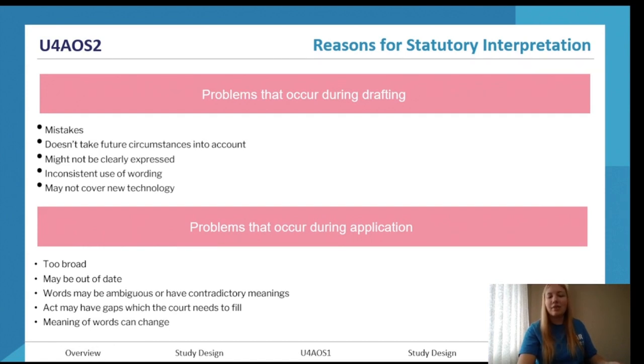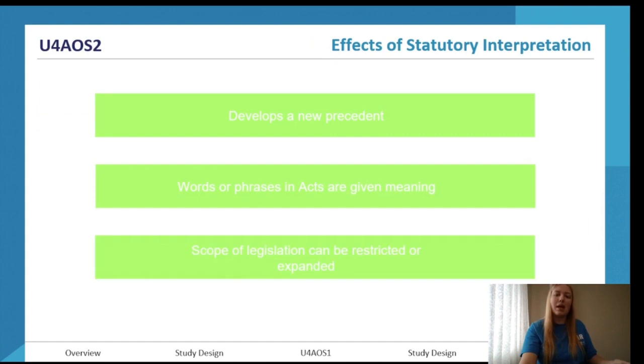And acts might have gaps which the court literally needs to fill. So it doesn't take into account all circumstances that the law may apply in, not giving a solution for each type of circumstance. And also, meanings of words can, of course, change over time, and that is natural. So you will be looking at some cases and having to give a few examples of cases that showcase some effects of statutory interpretation, which will be very interesting.